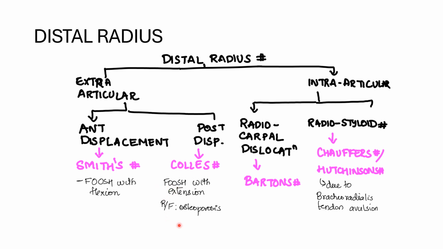A risk factor is osteoporosis. The deformity seen in Smith's fracture or reverse Colles fracture is garden spade deformity, and the deformity seen in Colles fracture is dinner fork deformity. In intra-articular fractures, we could have radiocarpal dislocation, and the fracture is called Barton's fracture. If there is fracture of styloid process of the radius, it's called Chauffeur's fracture or Hutchinson's fracture. This fracture occurs due to avulsion of brachioradialis tendon.